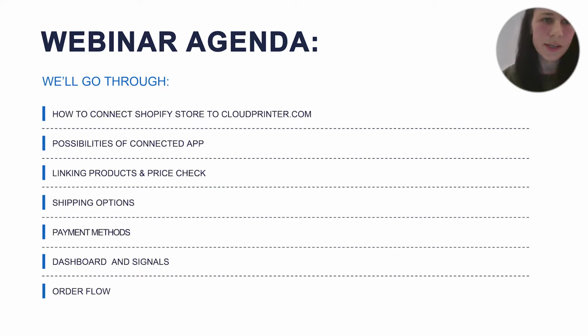What we will talk about today: we will go through how to connect your Shopify store to Cloudprinter, then the possibilities of the app. We will go through the main settings, and I will show you how to set up everything. We will also link one of the products together. I will show you the price check inside the app, so we don't need to go to the Cloudprinter dashboard for that. I will show you how to set up shipping and what options we have for it. Also, we'll briefly talk about payment methods in Cloudprinter, and I will show you from the inside how it looks and how the order flow goes. So let's move now to Shopify.